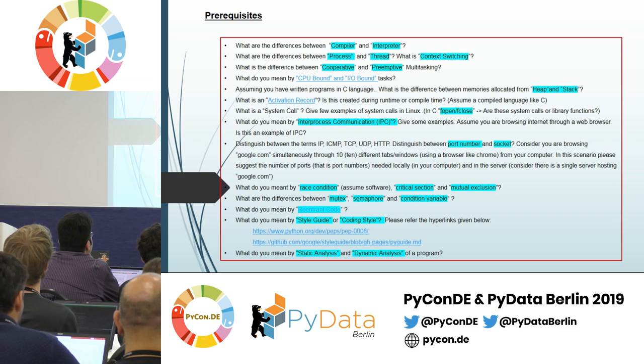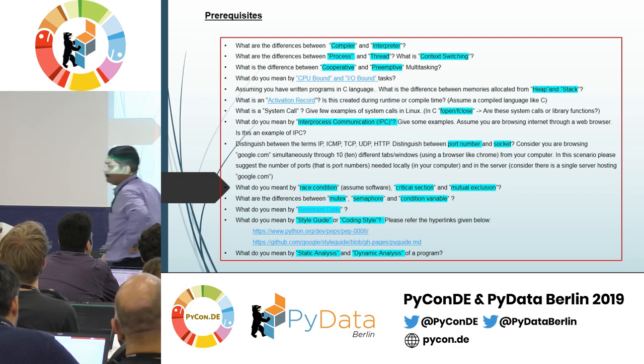What do you mean by an IPC? Give some examples. Assume you are browsing the internet through a web browser. Is this an example of IPC? Inter-process communication. Some examples randomly.